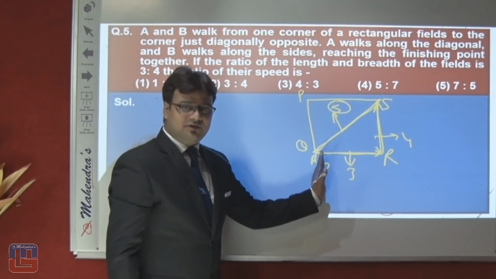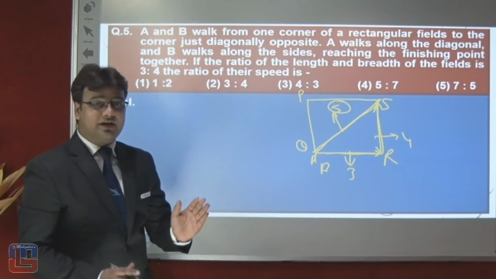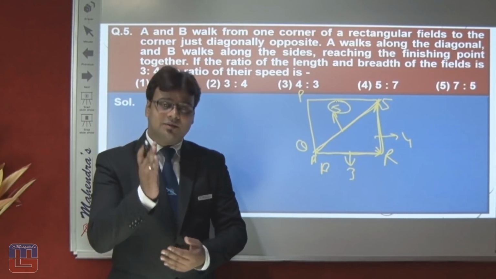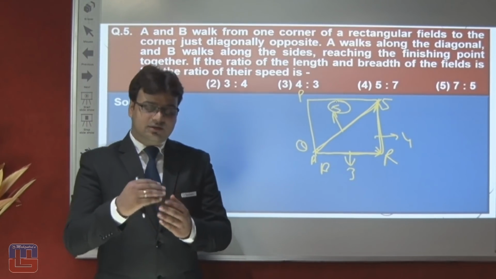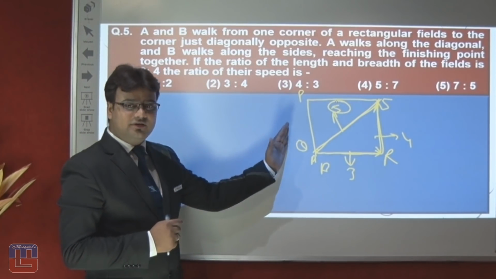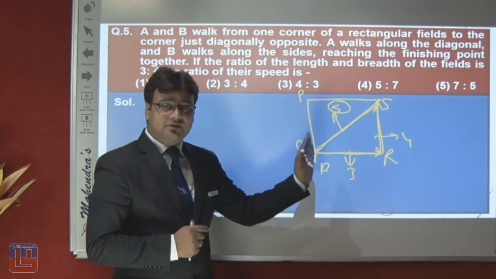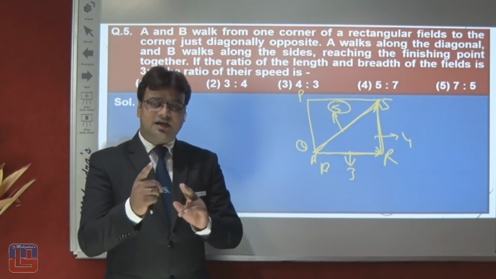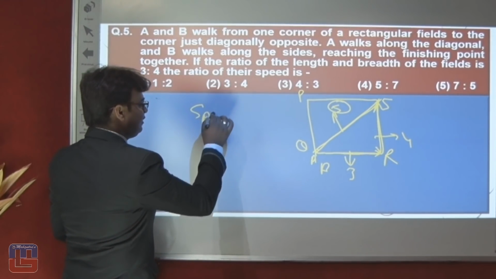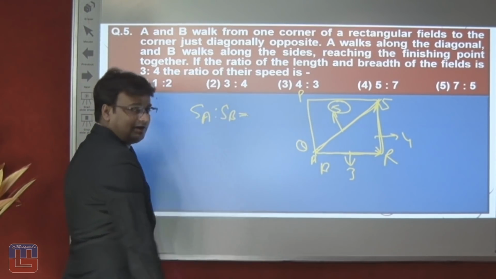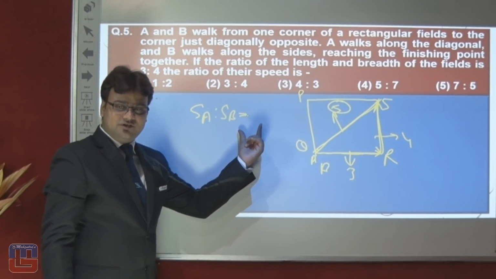Both finish together, which means they take the same time. The time is constant and the distance is different, so the ratio of speeds is directly proportional to the distance. That means the speed ratio SA to SB equals the ratio of the distances.